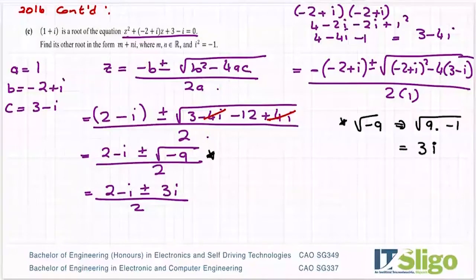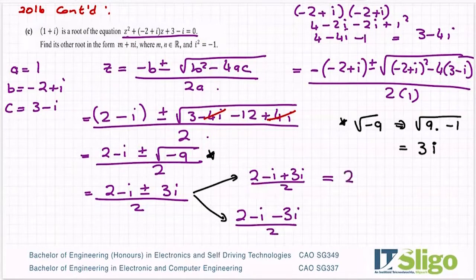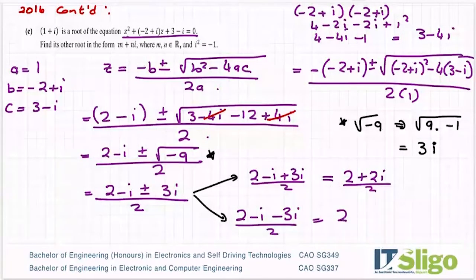That's where I worked it out. Okay, and then you split it like you would any other one. So on the top, I have 2 minus i plus 3i over 2. And in the bottom, I have 2 minus i minus 3i all over 2. So here to tidy up, I have 2, the only real number, minus i plus 3i is plus 2i over 2. And here I have 2, again the only real number, minus 4i all over 2.